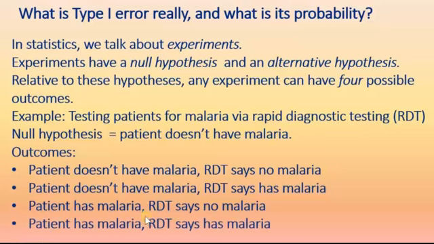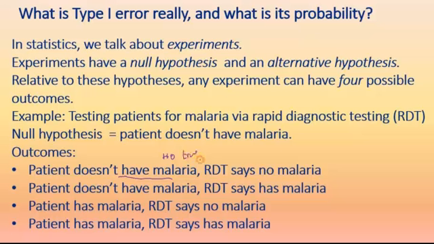And then finally, the patient has malaria, RDT says the patient has malaria. This is also a good outcome. We want RDT to detect malaria. Now these 4 outcomes all have names. Or I should say, 2 of them have well-known names. Now in this case, the patient doesn't have malaria. That means H0 is true, right? So in this case, H0 is true.